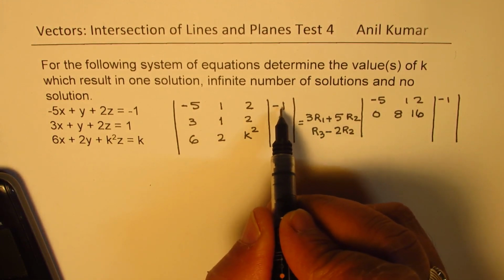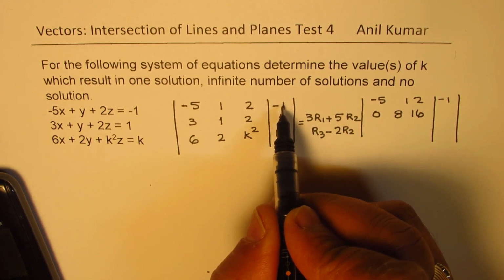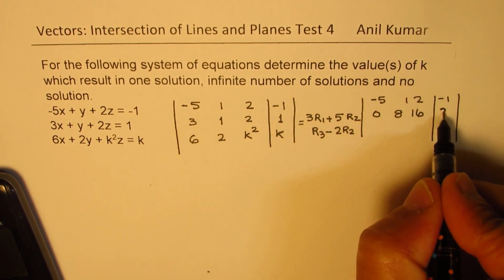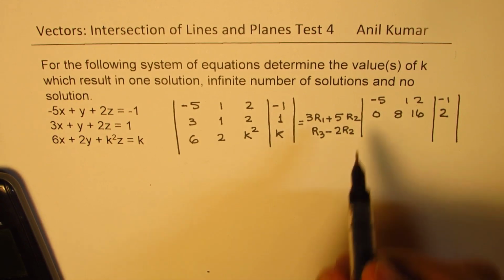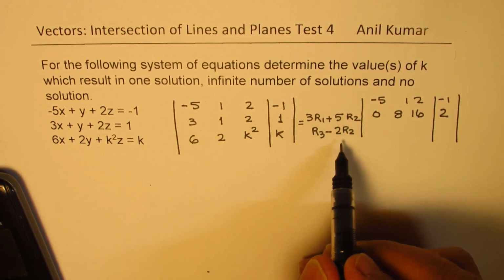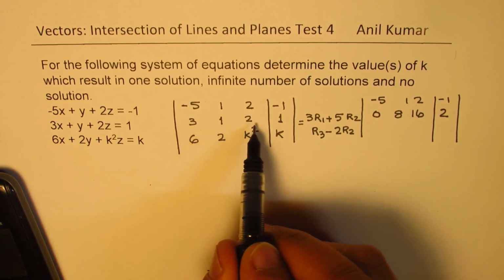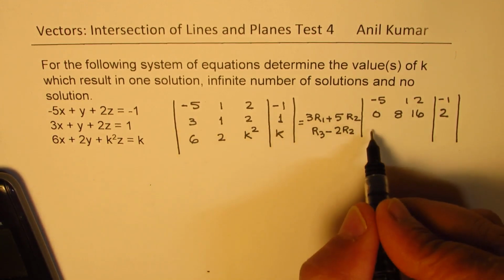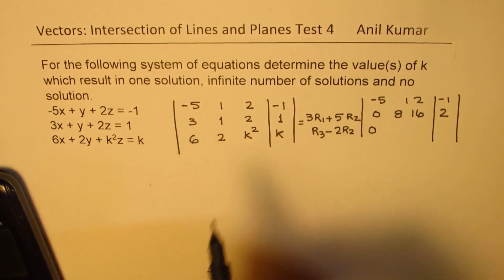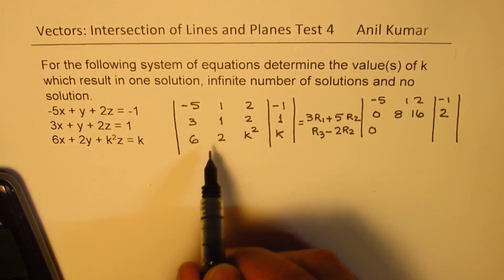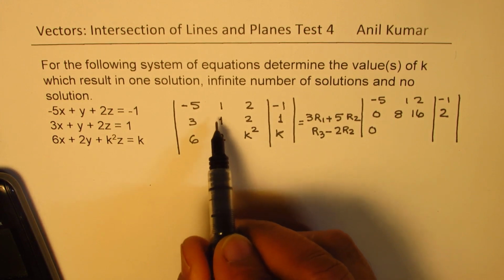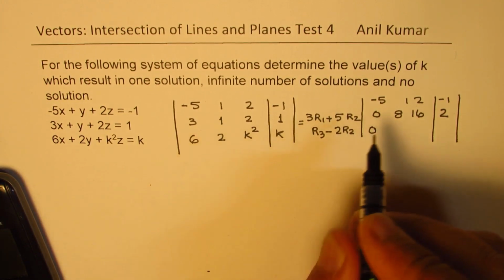3 times this is -3, and this is 5. 5 minus 3 is 2. Is that clear, right? So that is how we are going to get this one. And now here we are multiplying this equation by 2. So if I do that, I get this as 0, taking away. Now 2 times this is 2, and when I take 2 from this 2, we again get 0, right?